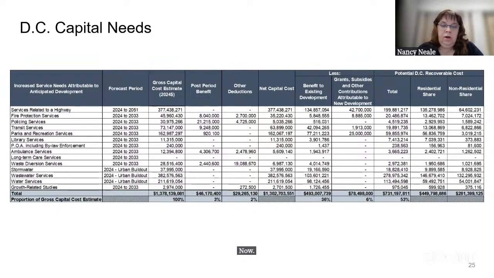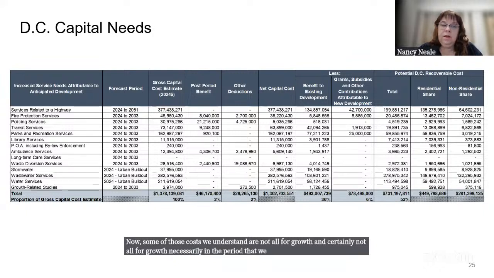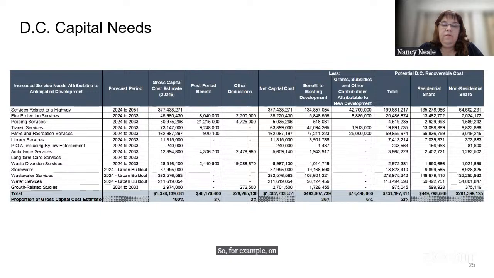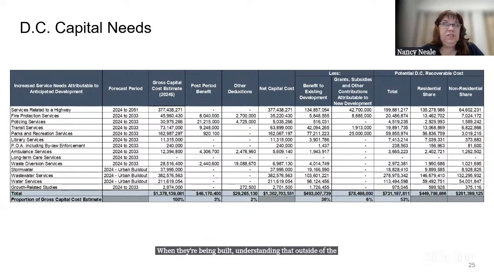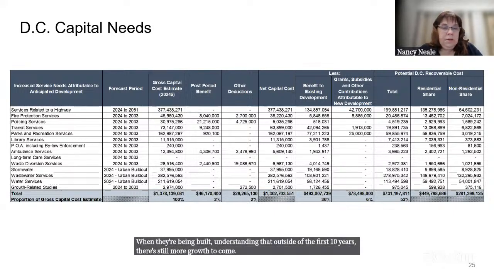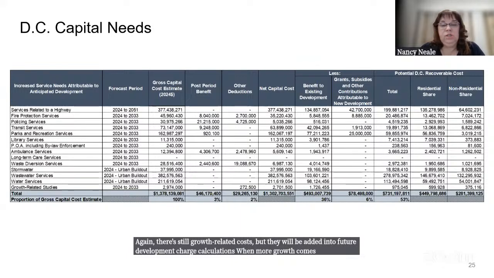Now, some of those costs we understand are not all for growth, and certainly not all for growth necessarily in the period that we were looking at. So, for example, on fire, there was $45.96 million identified that were needed, but some of those were for facilities that are being oversized when they're being built, understanding that outside of the first 10 years, there's still more growth to come. Those are what we have deducted as a post-period benefit charge of about 46.17 million in total. Again, there's still growth-related costs, but they will be added into future development charge calculations when more growth comes into the calculations for those services.